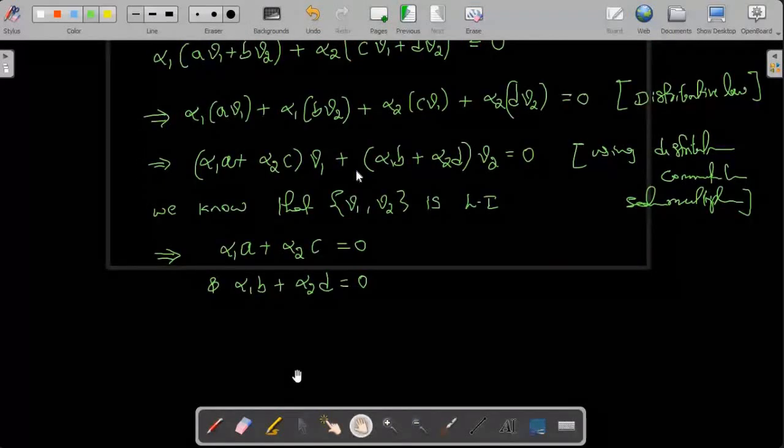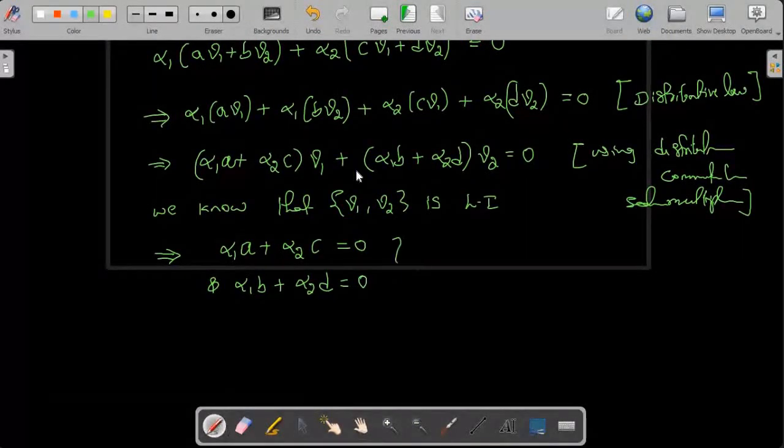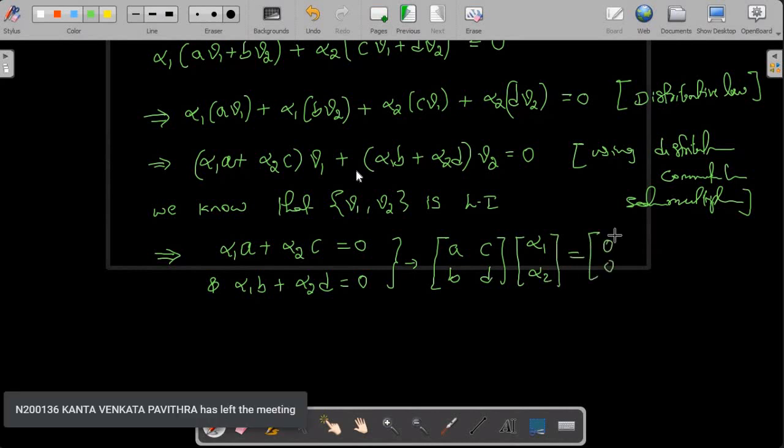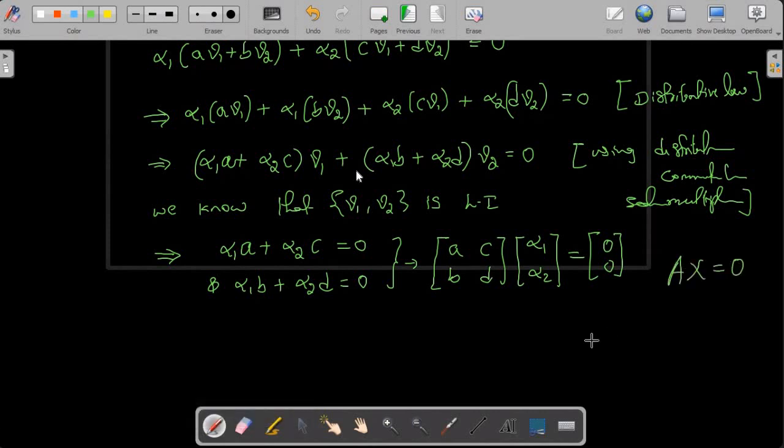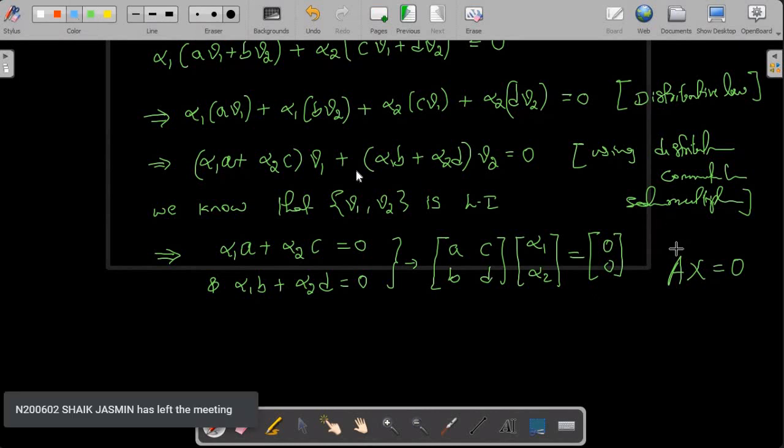Okay. Now the same system can be rewritten like this. So this one can be rewritten like A, C, B, D multiplied with alpha 1, alpha 2, so this equals 0, 0. So we end up with a linear system, that is AX equal to 0, right? And this is called a homogeneous linear system.